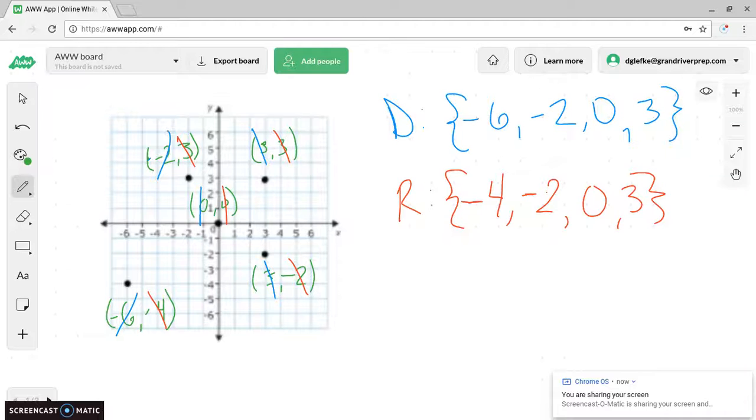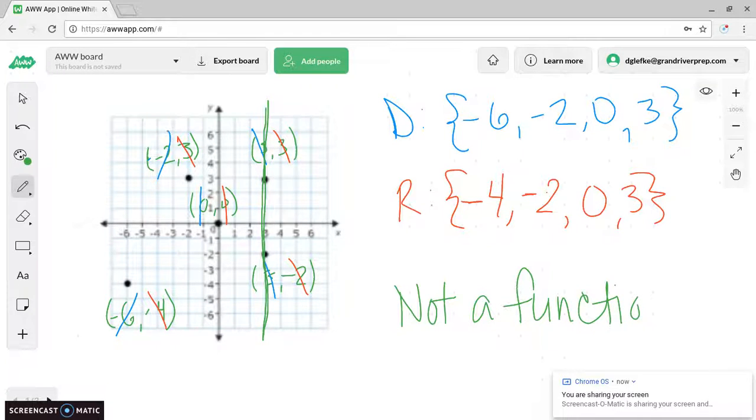Either way, we should get the same answer. So this one is not a function because if I did my vertical line test, this vertical line right here passes through 2 points, so it fails the vertical line test. So this is not a function. I could also say that my x value of 3 has two different y values as an explanation as well. And so that is domain and range.